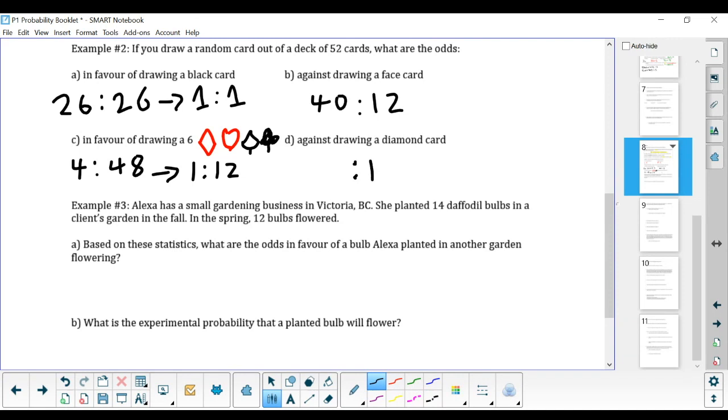Now against drawing a diamond card, we can think about it first in terms of drawing a diamond card, and that's our undesired event. There are 13 possible diamond cards compared to 39 that we do want. So 39 desired events compared to the 13 undesired events. So again, we can reduce this to 3 to 1 by dividing both sides by 13.